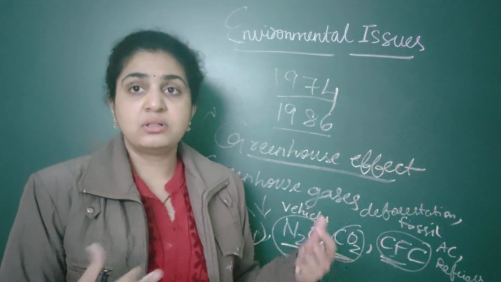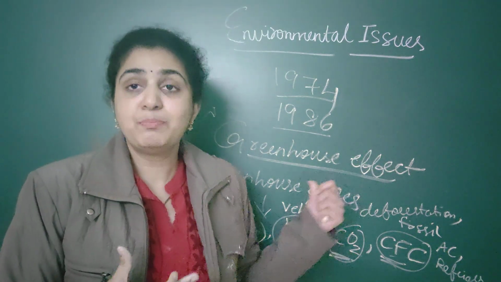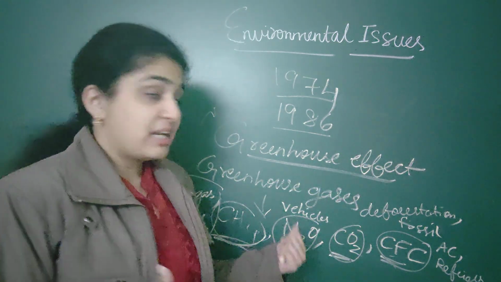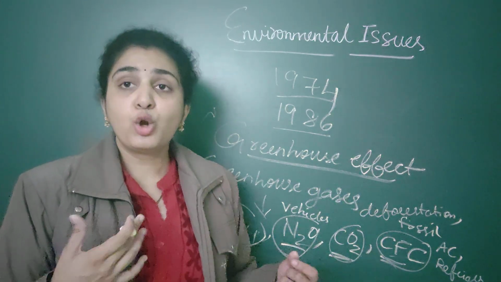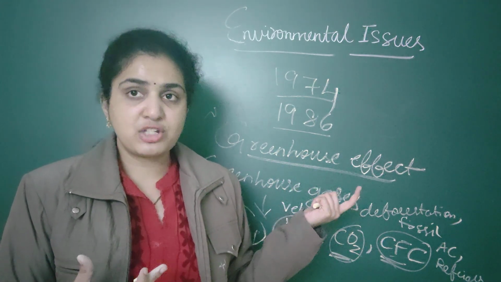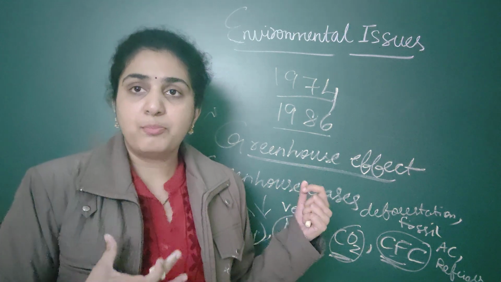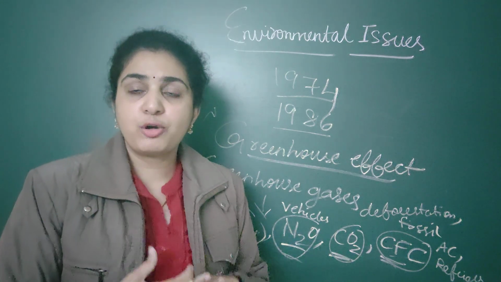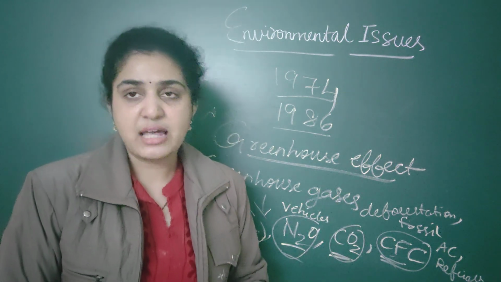How is methane produced? Massive biogas plants as well as paddy fields produce methane. Carbon dioxide is by deforestation as well as burning of fossil fuels. Nitrous oxide, how is it produced? By vehicle pollution. Then chlorofluorocarbons: from numerous ACs as well as refrigerators, these substances are produced. So these are the four main things which are associated with the greenhouse effect.